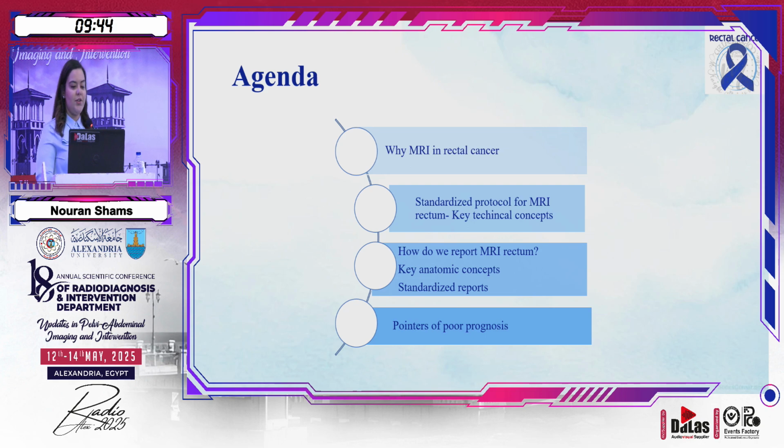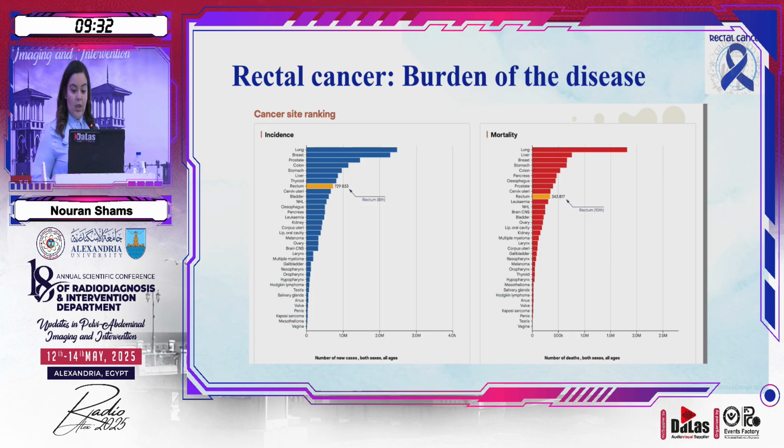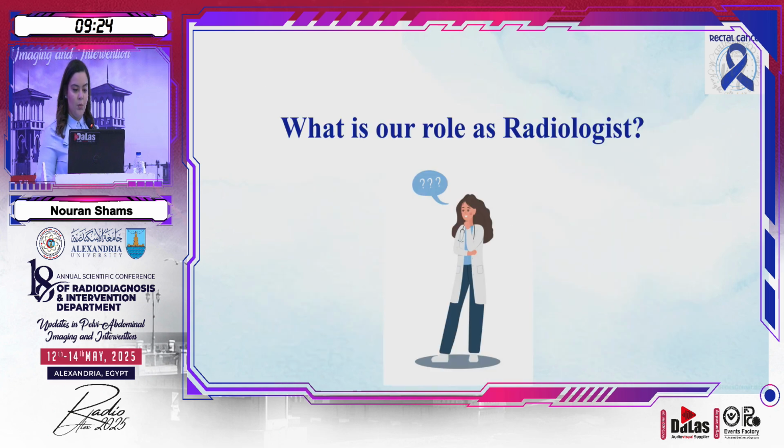This will be our agenda for today. Rectal cancer is actually the 8th most common cancer worldwide and is no longer a disease of the elderly, with increased incidence in patients below 50 years. The burden is substantial, whether in terms of incidence or mortality. Rectal cancer is among the top 10 malignancies worldwide.